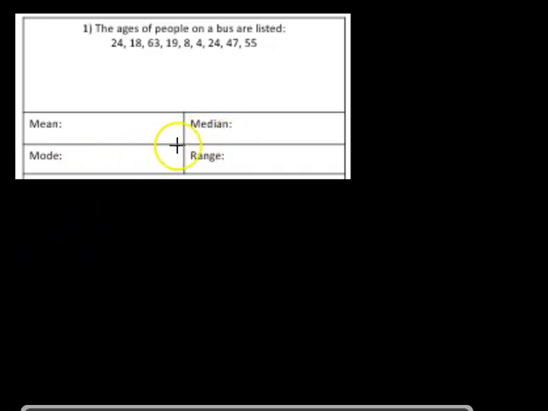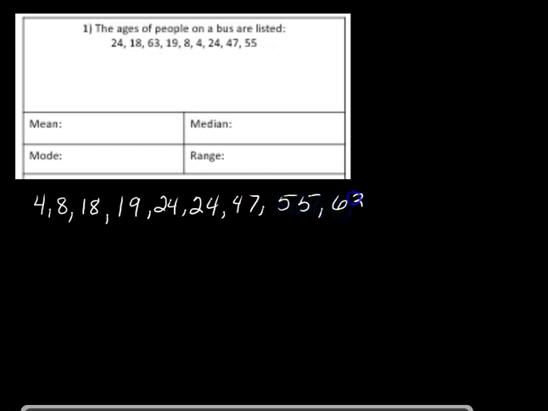So step one, since I know I'm going to find the median, I'm just going to go ahead and put them in order, okay? So we've got 4, 8, 18, 19, 24, 24, 47, 55, and 63.